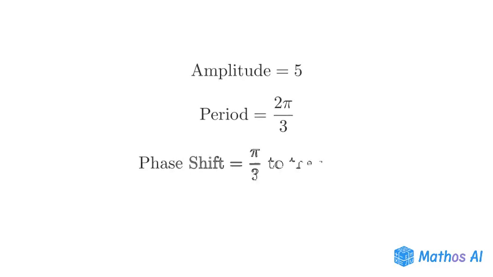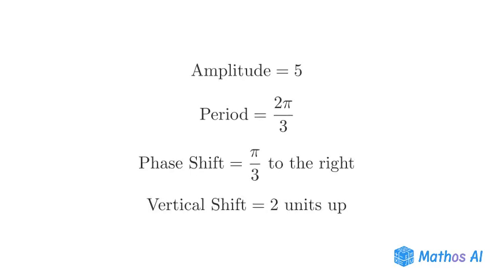So to summarize, our wave has an amplitude of 5, a period of 2 pi divided by 3, a phase shift of pi divided by 3 to the right, and a vertical shift of 2 units up.